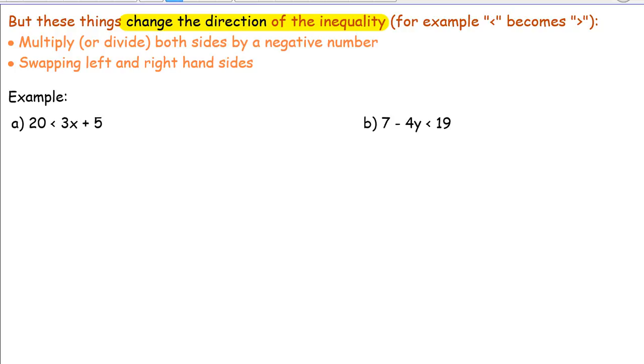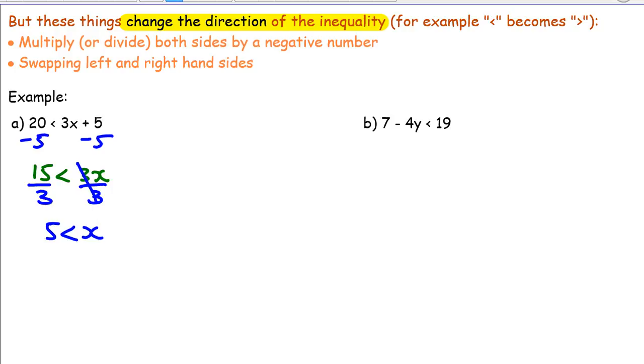So here we'll just follow the same process as solving a linear equation. The opposite of adding 5 is subtracting 5. Go ahead and just subtract 5. You'll end up with 15 is less than 3x. The opposite of multiplying by 3 is dividing by 3. That's gone. And we end up with this.